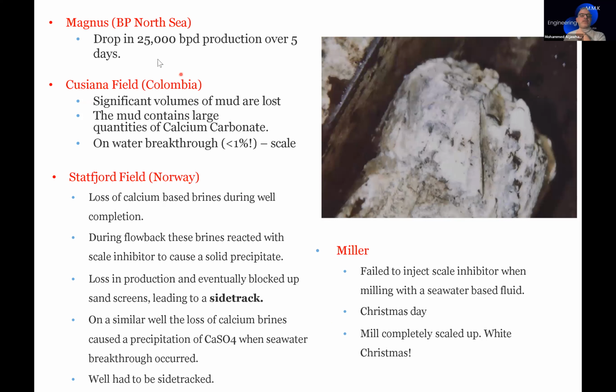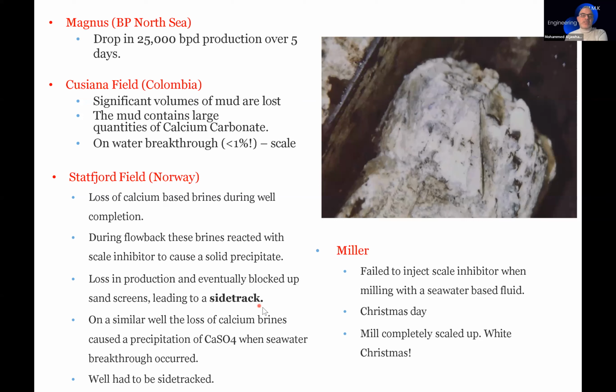We can take another example from other fields around the globe. For example, in Colombia, significant volumes of mud are lost. The mud contains large quantities of calcium carbonate, on water breakthrough less than 1%. It's a scale. Because of the scale, we may do a side track and lose this well, leaving that well away, because the remedial action will cost more than doing a side track to the well.